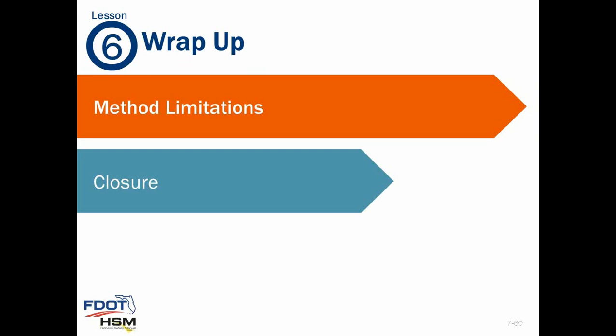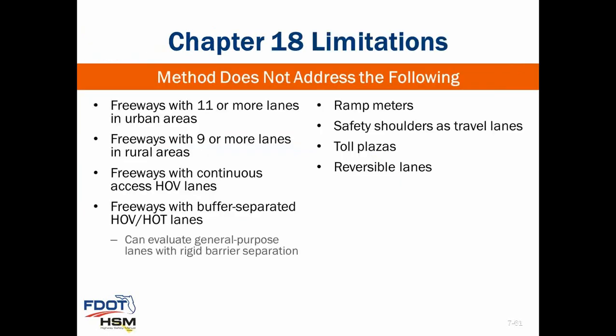We're now ready to start the last lesson. I plan to cover the limitations of the HSM Freeway method and to make a few closing comments. The Freeway methodology in Chapter 18 addresses many things, but there are a few that it does not address. It does not address some design conditions that are listed here on the slide. Specifically, the method does not address freeways with 11 or more lanes in urban areas, or those freeways with 9 or more lanes in rural areas.